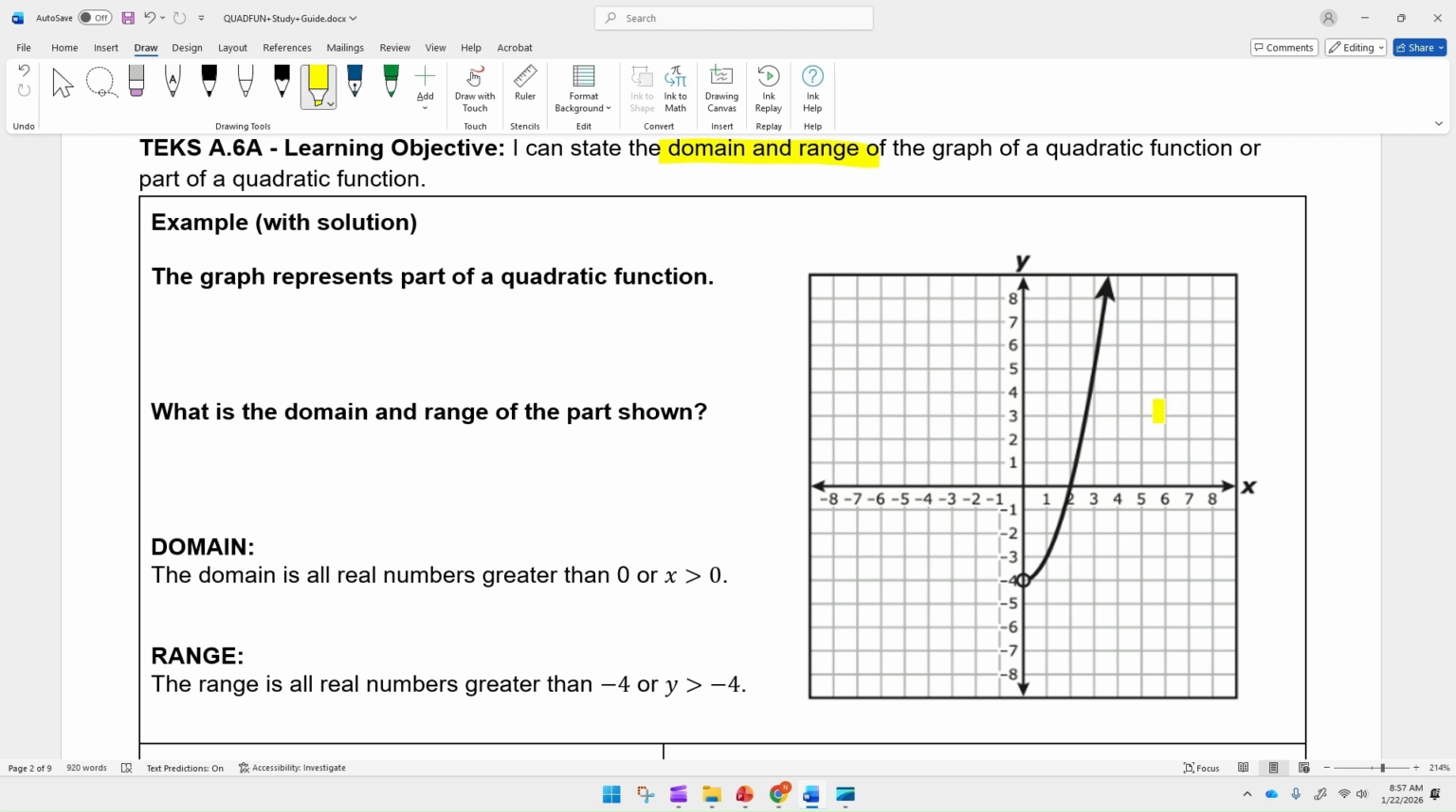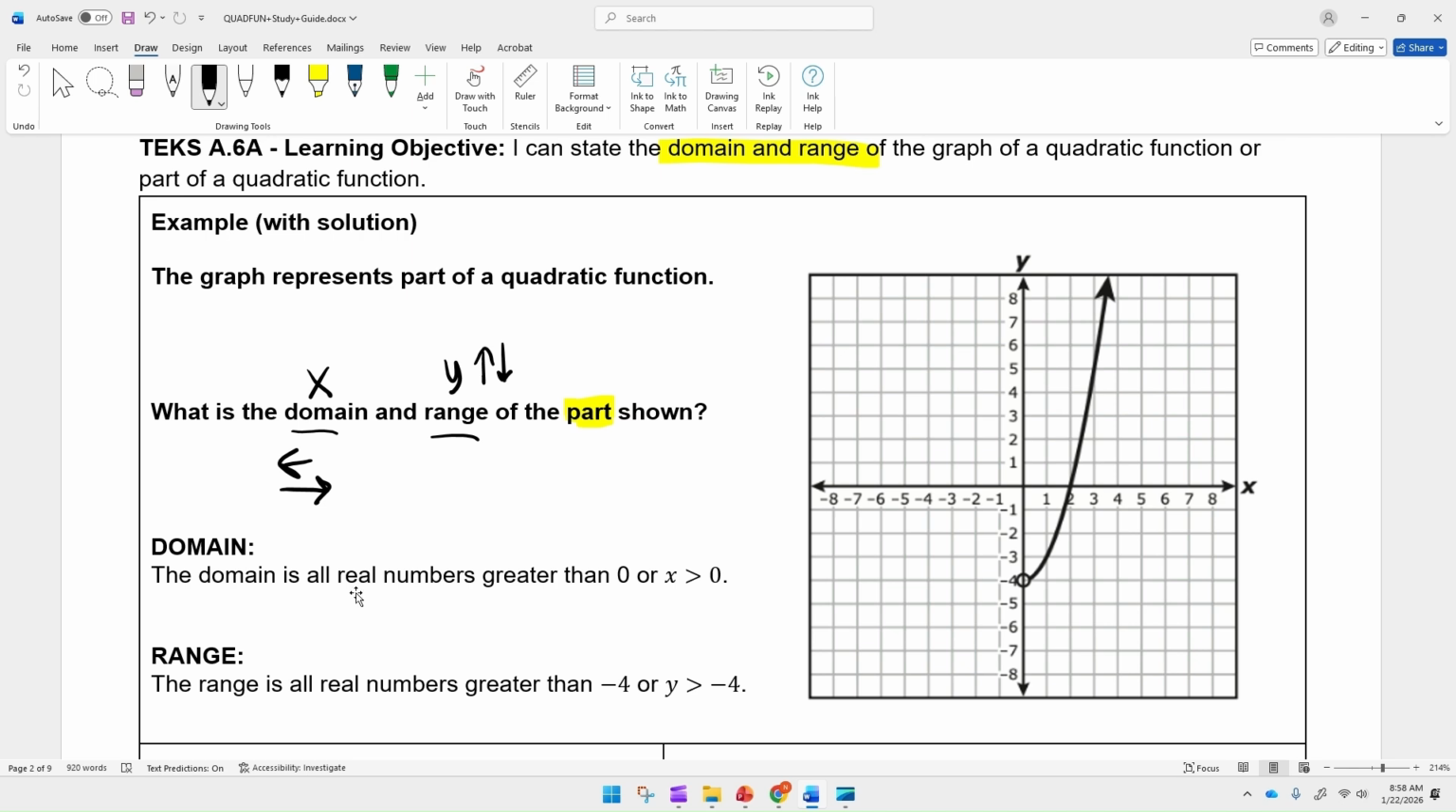All right, so we have a part of a quadratic function, and we want to write the domain and the range. To remind you, your domain are the x values and the range are the y values. Let's equate that to talking about vertical and horizontal. So the y values are up and down, which is your vertical values, and your domain is left and right, which is your horizontal values.